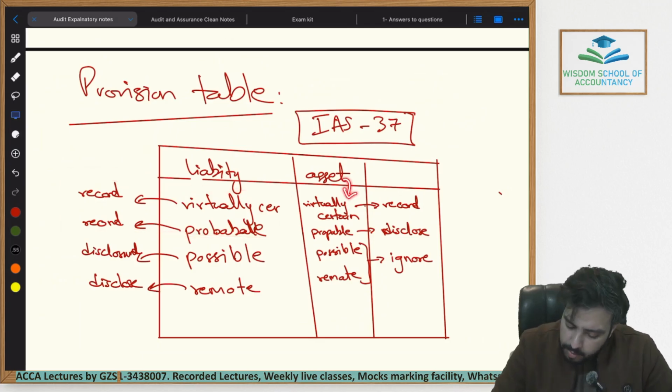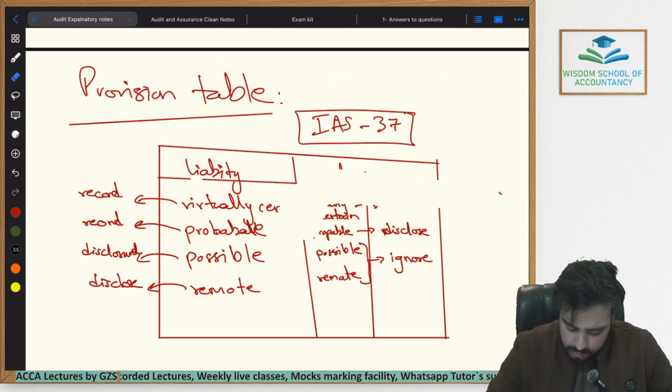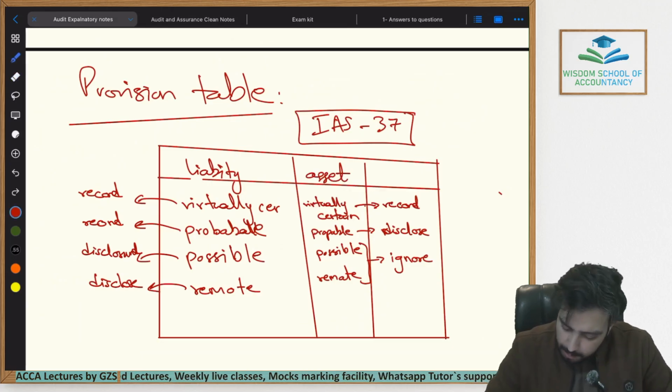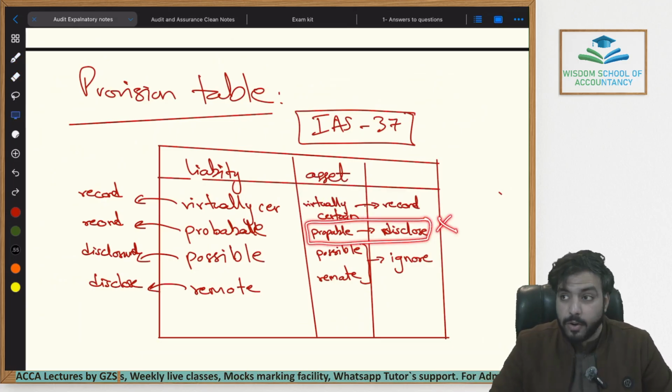But when we talk about an asset, only in the situation of virtually certain, it is sure shot that you will receive it, only then you can record it. Only then it can be recorded. But in the case of probable, it cannot be recorded. It can only be disclosed.